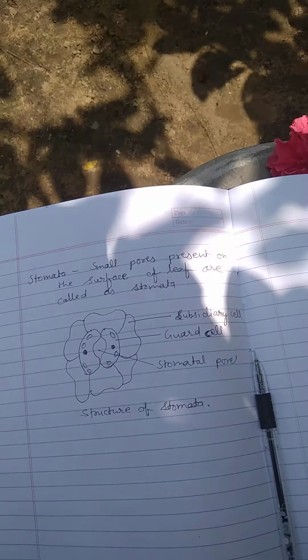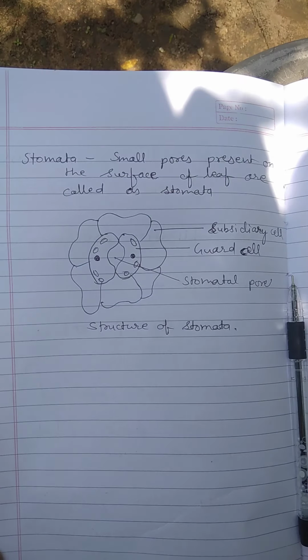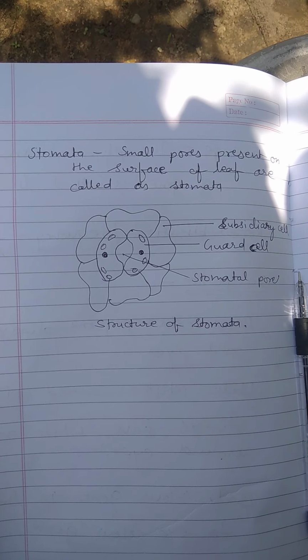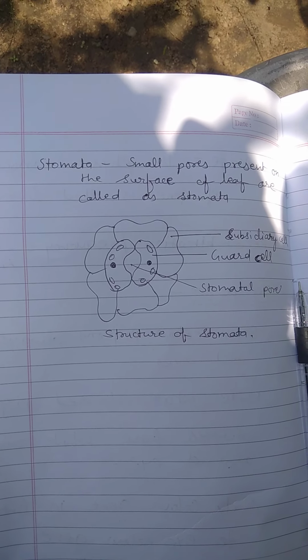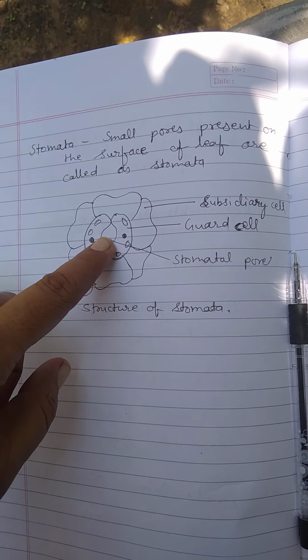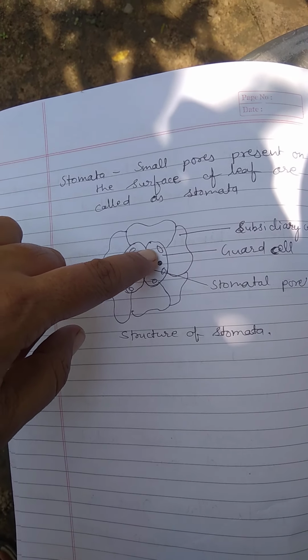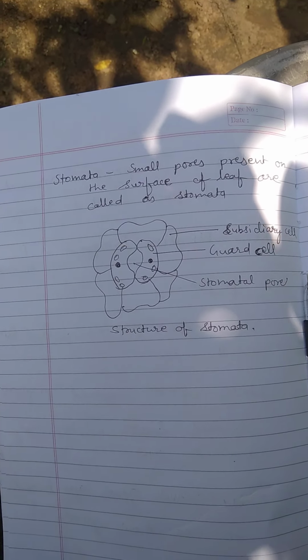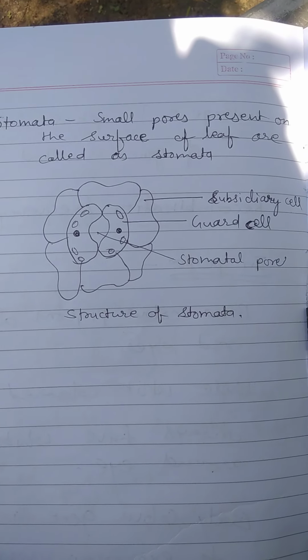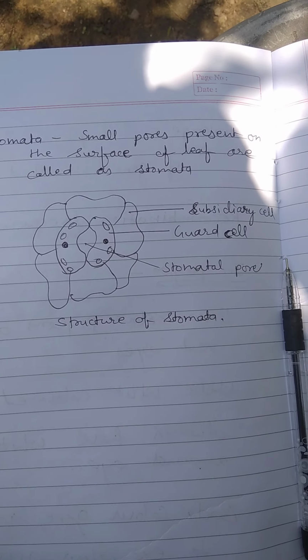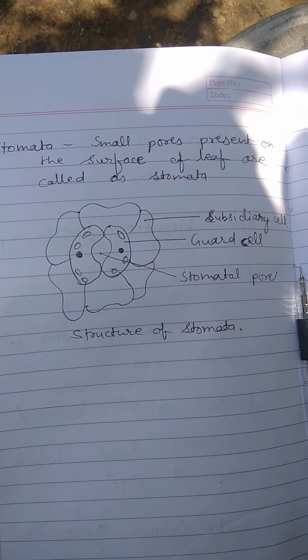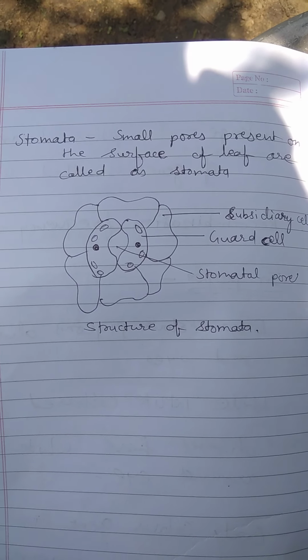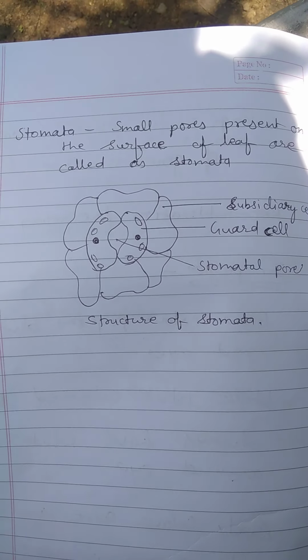Now let's see the structure of the stomata. For the definition, the small pores present on the surface of the leaf are called stomata. In the structure of the stomata, this is called the stomatal pore. This pore is guarded by two kidney-shaped cells. These cells are called guard cells, and they have chlorophyll content and a nucleus. Around these guard cells there are some more cells. These are called subsidiary cells, which help the guard cells to perform their function.